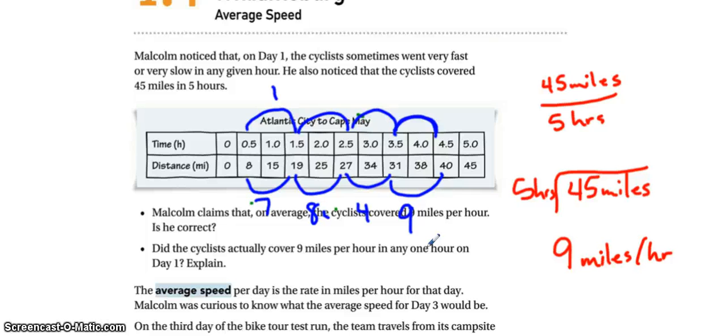So again, the average speed for the entire day was 9 miles an hour, but there's several instances where they traveled faster and a couple where they traveled slower, and that's why they did average, which is the total distance divided by the total time, and that gives us their average speed instead of a speed 1 hour and then the next speed another hour and then another speed.